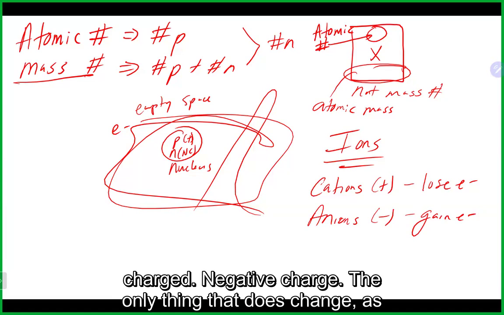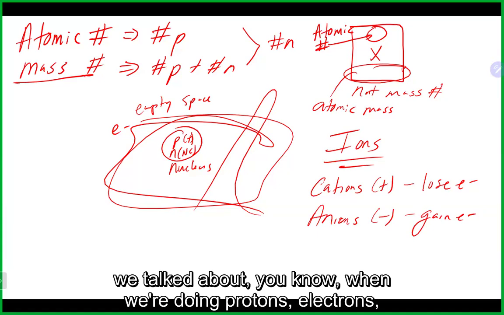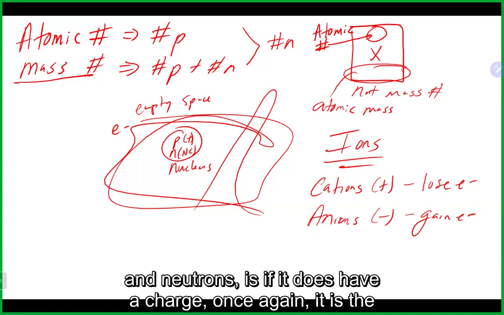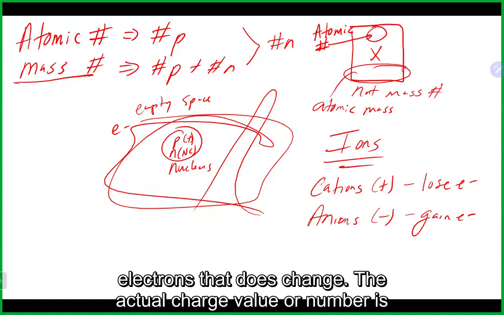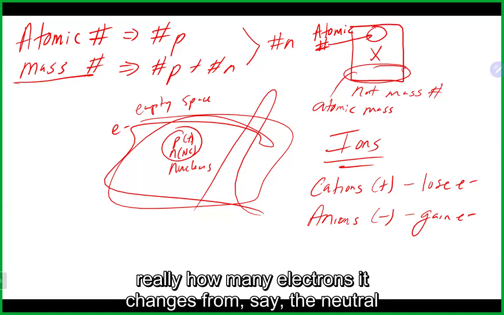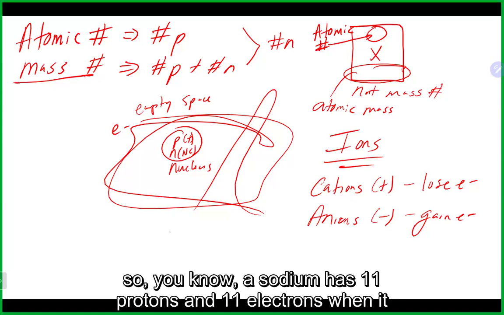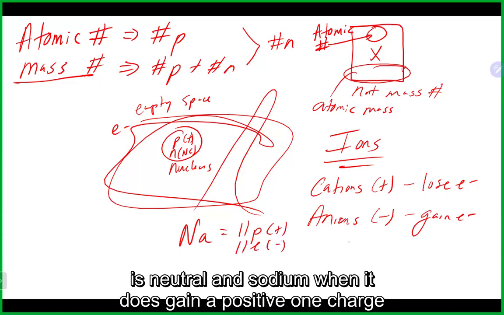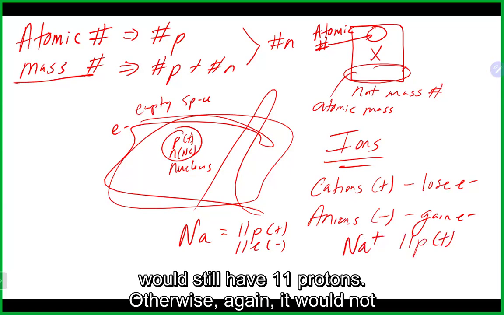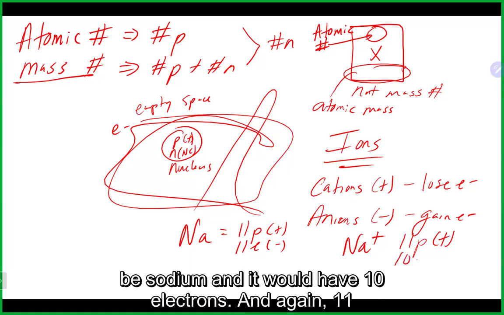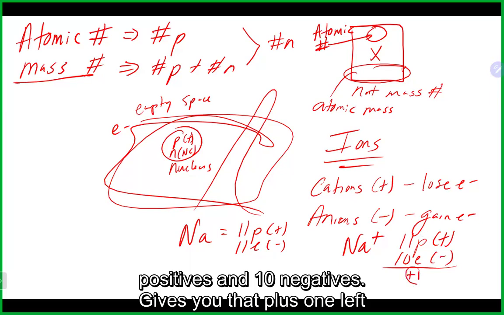The only thing that does change, as we talked about, when we're doing protons, electrons, and neutrons, is if it does have a charge. Once again, it is the electrons that change. The actual charge value or number is really how many electrons it changes from, say, the neutral. So, a sodium has 11 protons and 11 electrons when it is neutral. And sodium, when it does gain a positive 1 charge, would still have 11 protons. Otherwise, again, it would not be sodium. And it would have 10 electrons. And again, 11 positives and 10 negatives gives you that +1 left over.